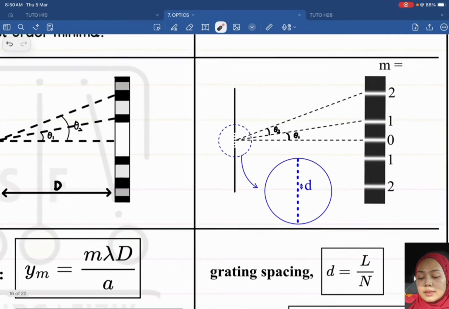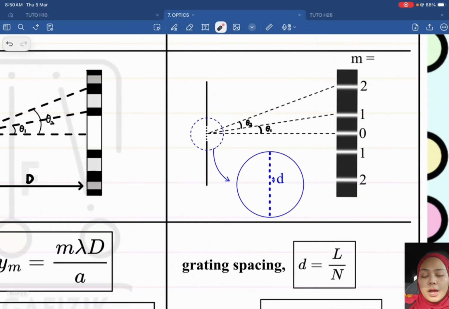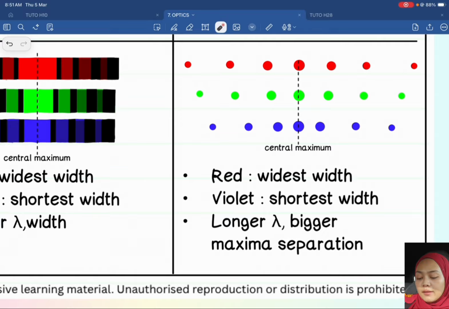Let's see, for this example, we can only observe up to 2 orders. So you get 2 at the top, 2 at the bottom, and then you add one more order, which is the 0th order, the central maxima. Here we have longer lambda, bigger maxima separation. So you can see it separates longer and wider compared to violet. But in terms of the maxima itself, they are the same.